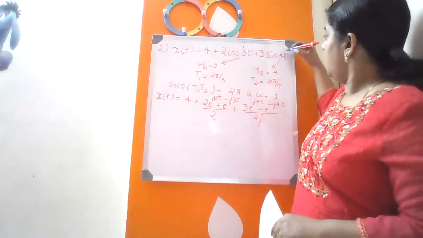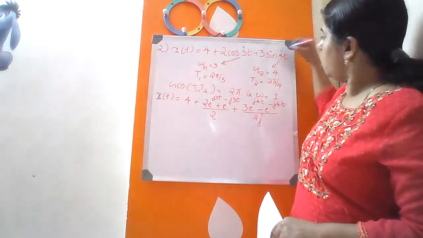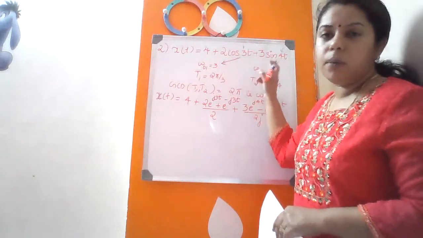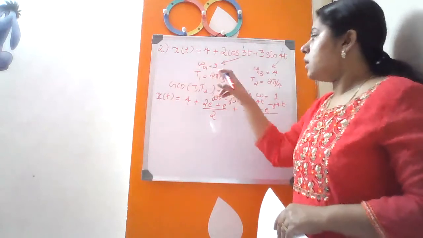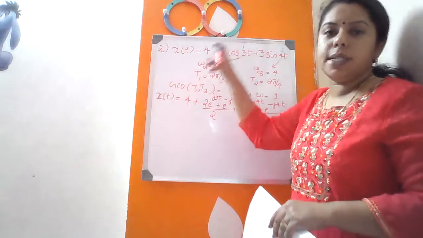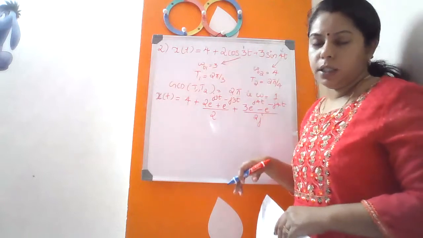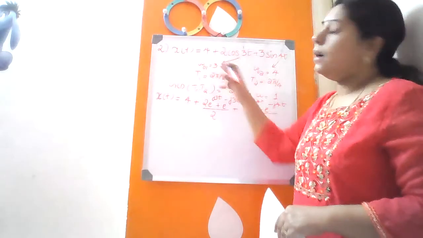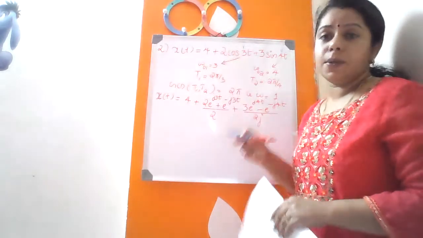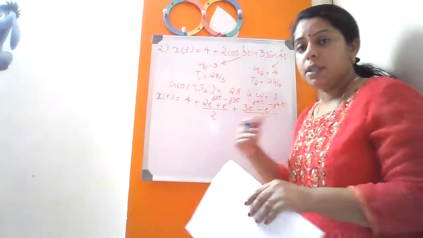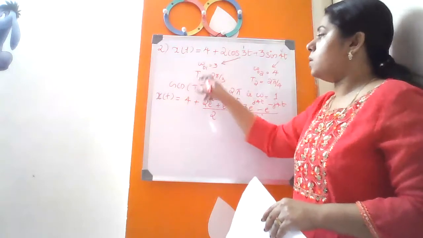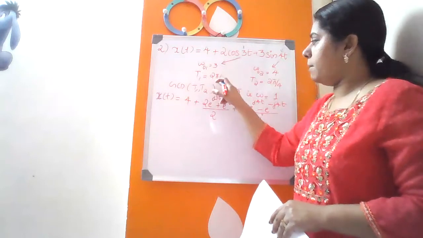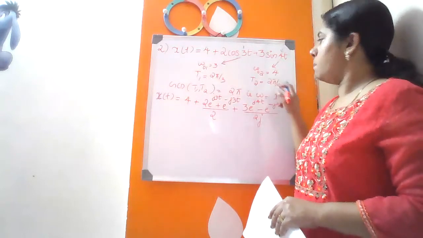Come to the sine part. What is the omega naught value here? It is 4. So I wrote both omega 1 and omega 2. Rather than finding the GCD of omega 1 and omega 2, because here it is not in terms of pi, I'm going to represent it in terms of time period. So T1 is equal to 2 pi by omega, that is 2 pi by 3. T2 is equal to 2 pi by 4.